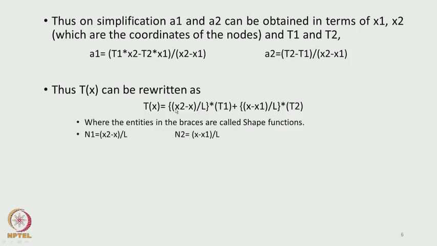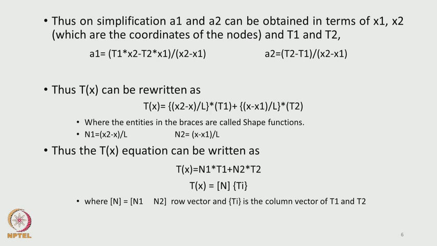So, there is a shape function corresponding to nodal value T1, there is another shape function corresponding to nodal value T2, and they are written here as (x2 minus x) by L and (x minus x1) by L. So, you can rewrite the equation again using the shape function definition. This T of x is written here as N1 into T1 plus N2 into T2. We have now explained this for one element and two nodes, 1 and 2.